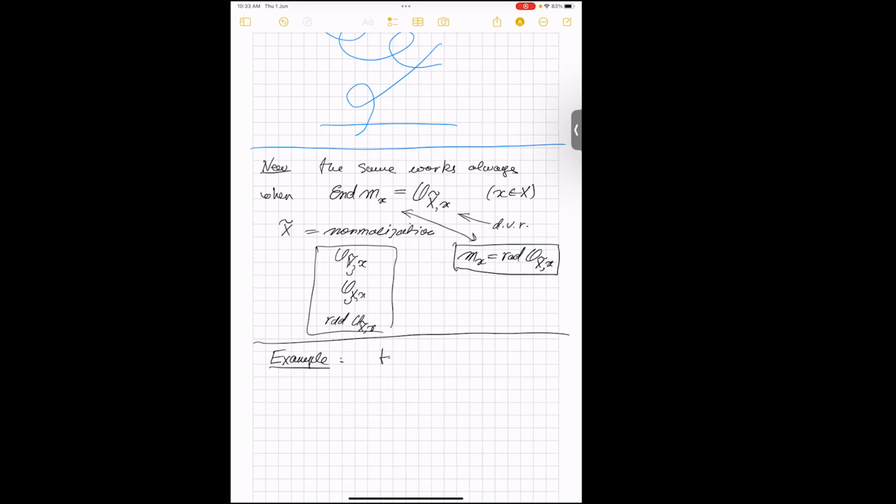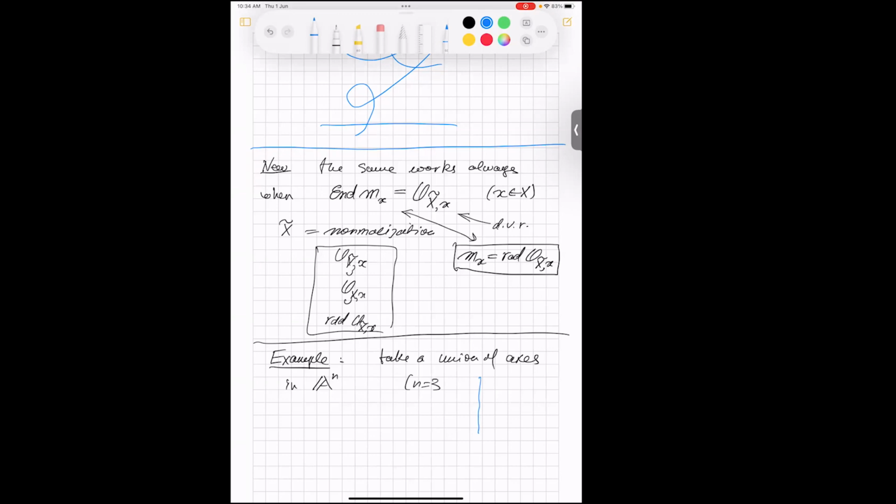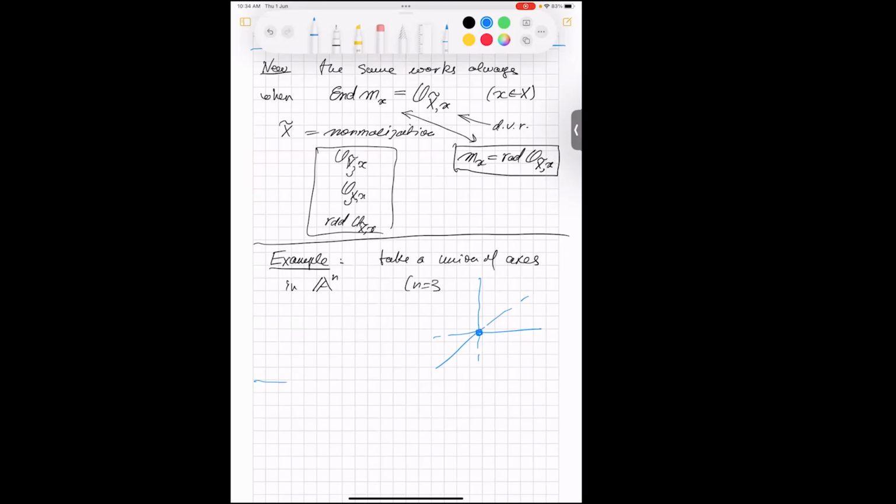Example: we take a union of lines, let's say in affine space. If n equals 3, it looks like this, so all singularities, for instance, like this. The same is true for any dimension.